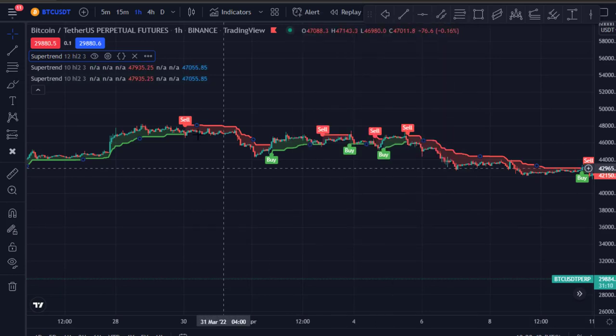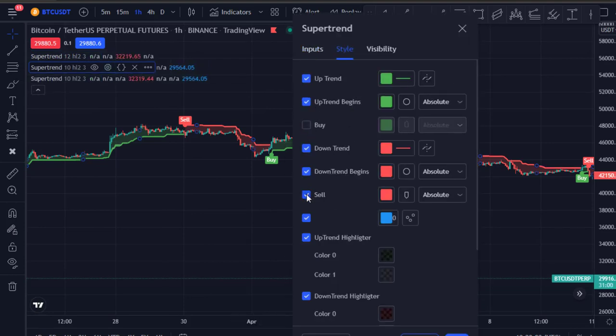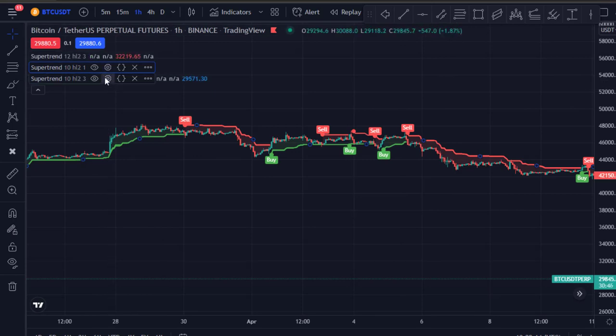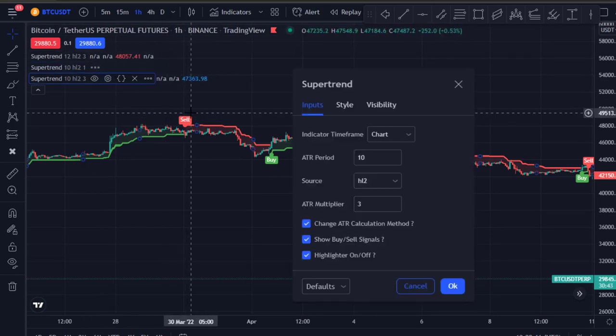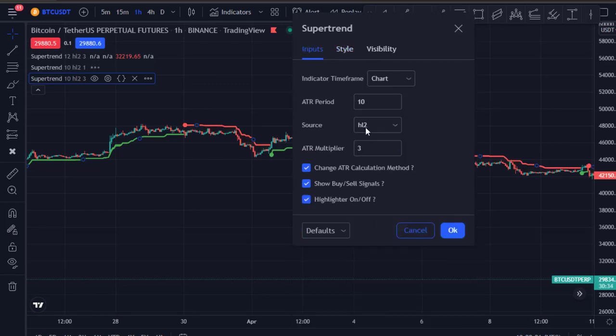In the next one, again disable these options. And you set it as 1 and 10. And in the third one, again disable these options. And you set it as 2 and 11.